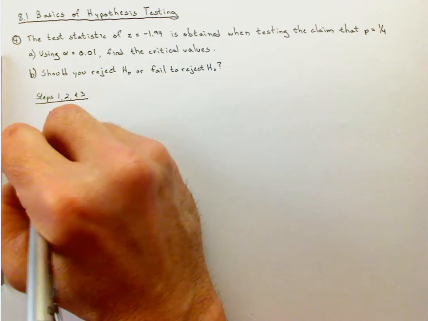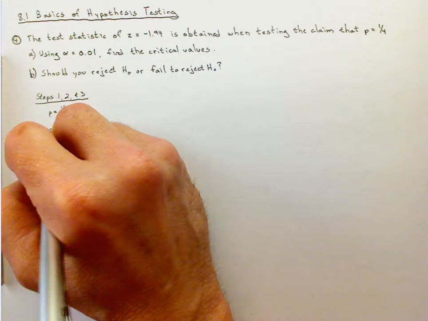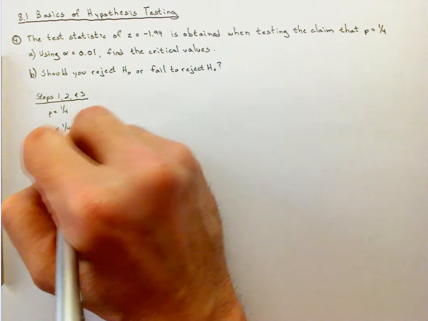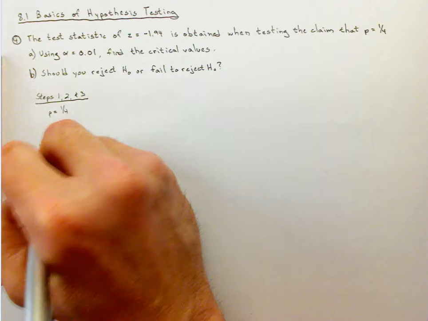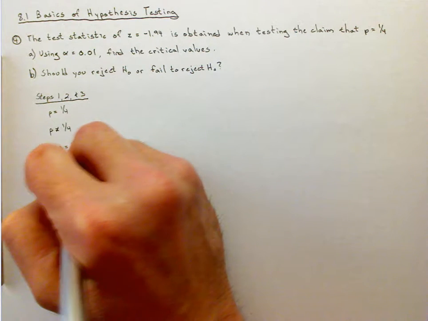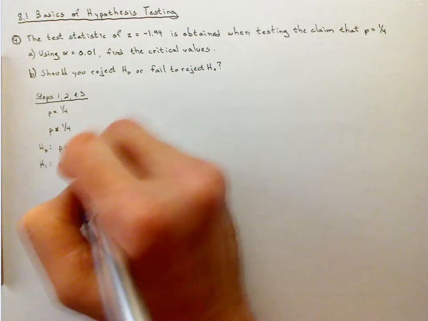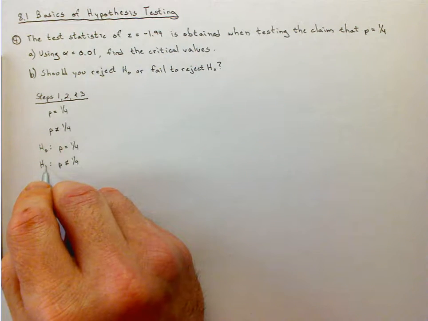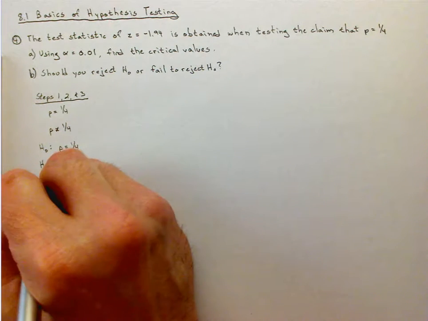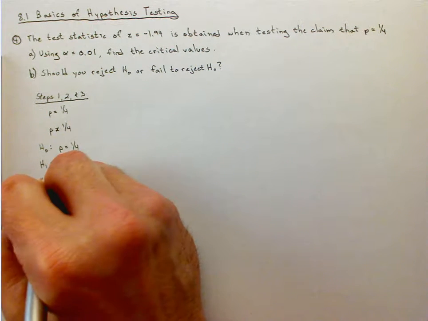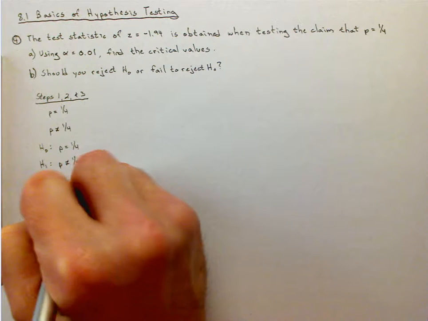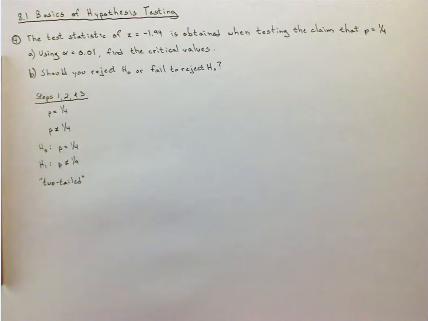So now I'm going to write out my hypotheses. My null hypothesis is simply p equals 1/4. My alternate hypothesis is going to be p is not equal to 1/4. Again, your alternate hypothesis does not contain equality. And what this tells me is what kind of test this is. This is a two-tailed test. Whenever you have a not equal sign, it's two-tailed.